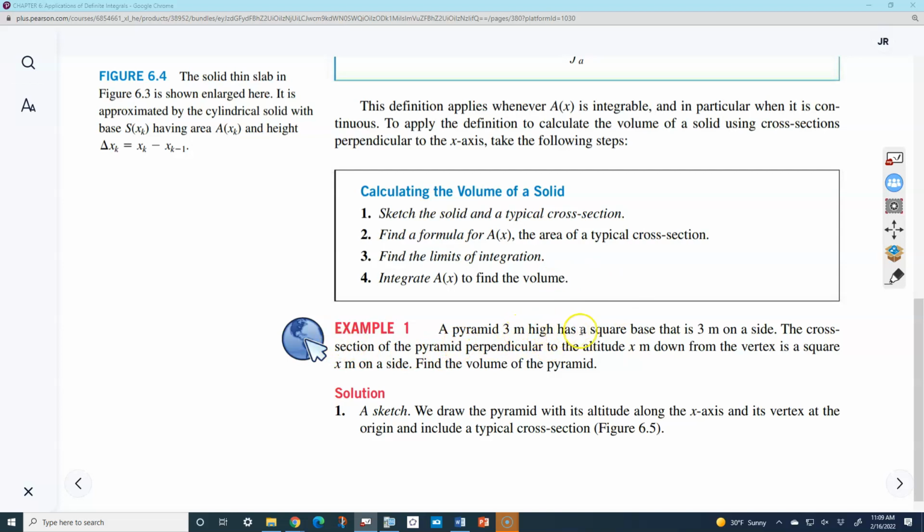So here's example 1. A pyramid 3 meters high has a square base that is 3 meters on a side. The cross section of the pyramid perpendicular to the altitude x meters down from the vertex is a square x meters on the side. Find the volume of the pyramid. We're going to follow those steps.